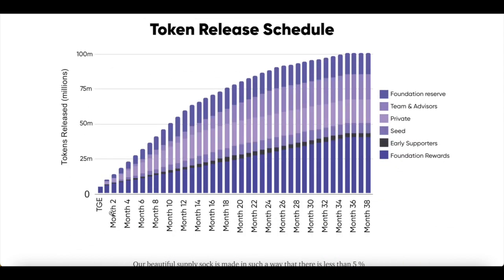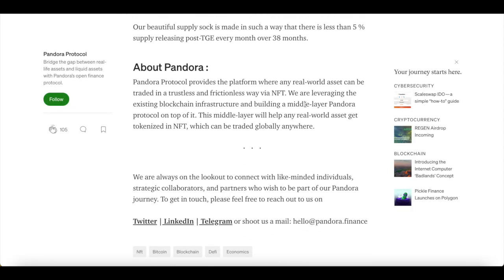It shows you from the start to month 2, month 10, and all the way up to 38 months of how many tokens will be released towards specific areas, such as foundation reserves, teams, private sales, seed, and early investors, and foundation rewards. And here's a nice little snippet on Pandora. Pandora protocol provides the platform where any real assets can be traded in a trustless and infrastructure way via NFT.